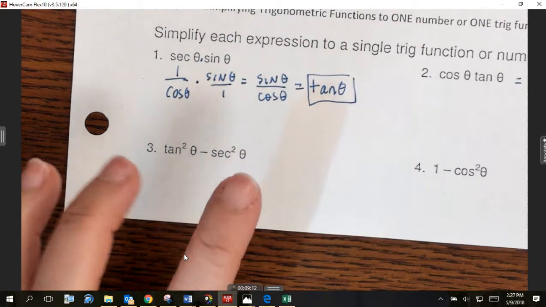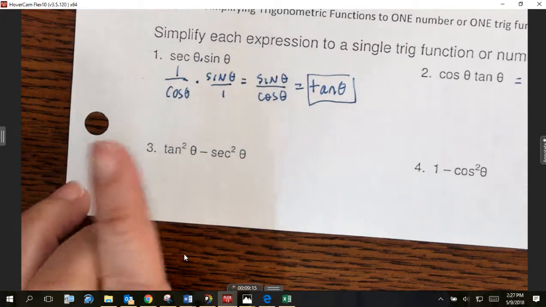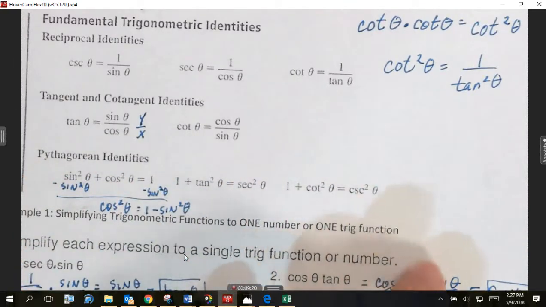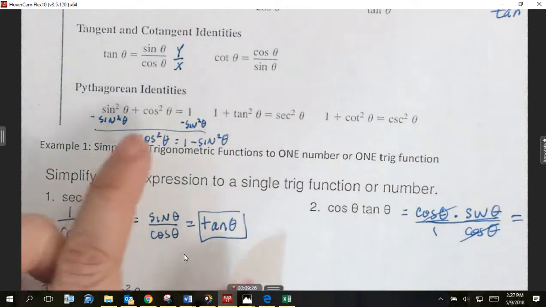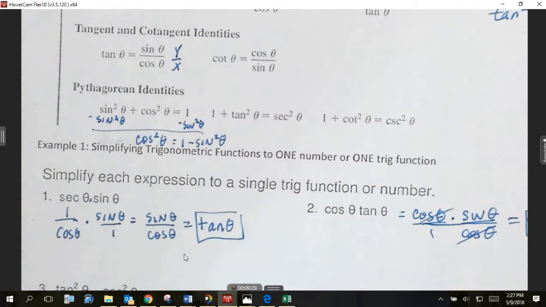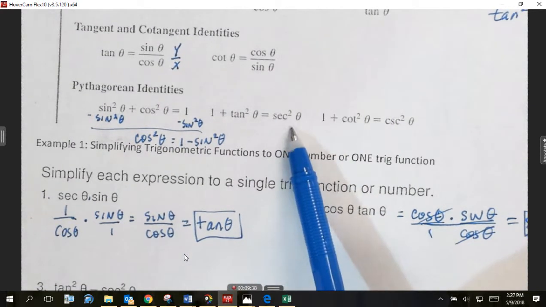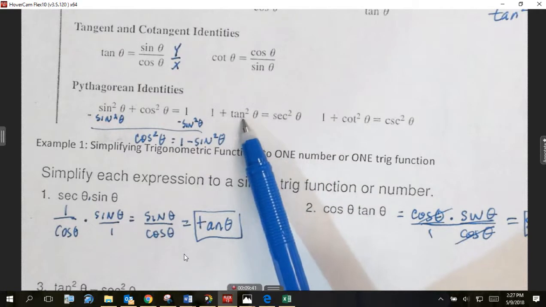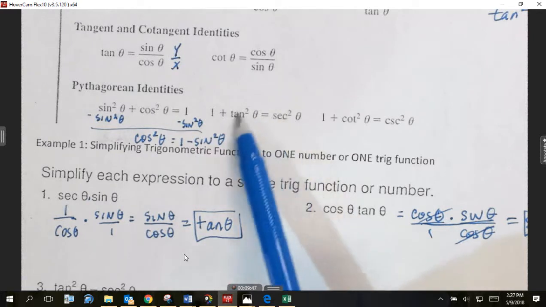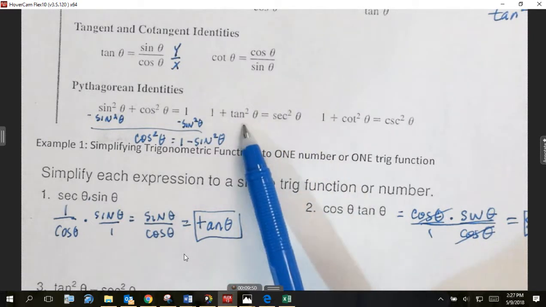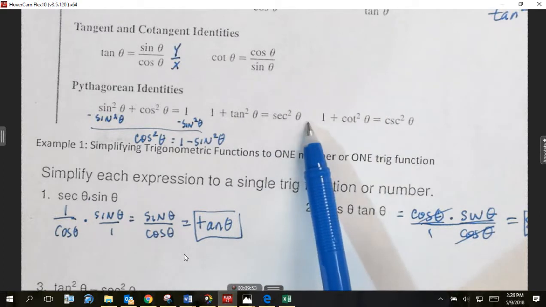Anytime I have squares, especially with plus or minus signs, I'm going to start looking at these Pythagorean identities first. In those Pythagorean identities, do I have any identities that have tangents and secants? Oh, the middle one, right? Can I manipulate this middle one so that it says tangent squared subtract secant squared? How can I move stuff around in this equation so it says tangent squared subtract secant squared, and then an equal sign?